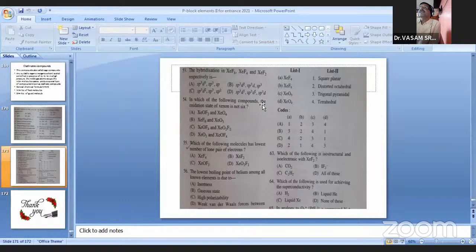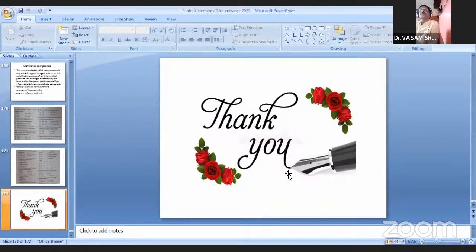In which of the following compounds is the oxidation state of xenon not 6? Oxidation state is also very important. And which of the following molecules has the lowest number of lone pairs? So lone pairs. Least one. List to match the following. And which of the following is isostructural, isoelectronic with XeF2? So sir, all these are related to structural questions. In competitive exams, these questions are asked.